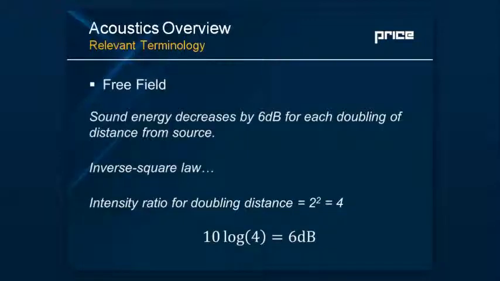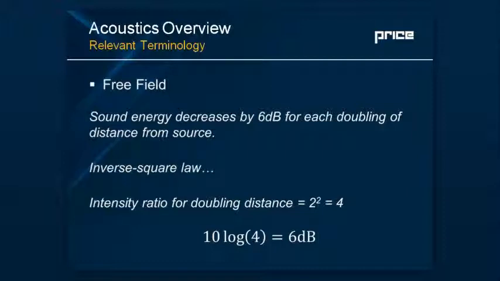Now this is the case when we talk about the free field. So with the free field, we're getting a decrease of 6 decibels for every doubling of distance from the source. And again, this is following the inverse square law. A free field example would be if you had an airplane, or maybe a helicopter is a better example, hovering in midair, and there's really nothing else around it, so it's just a single point source.